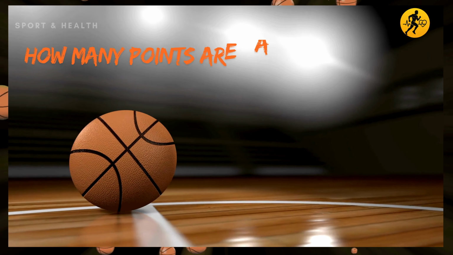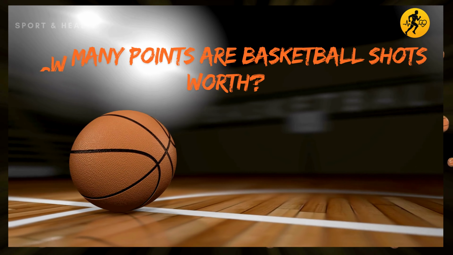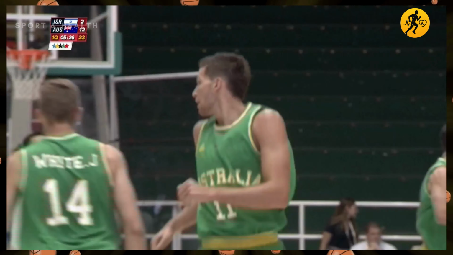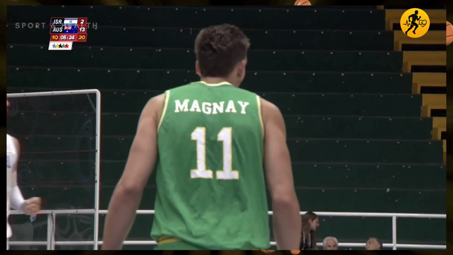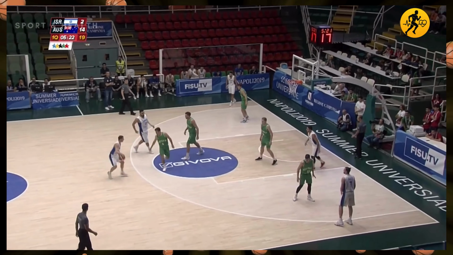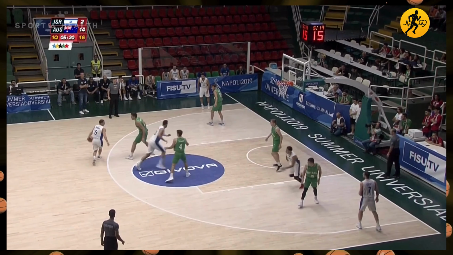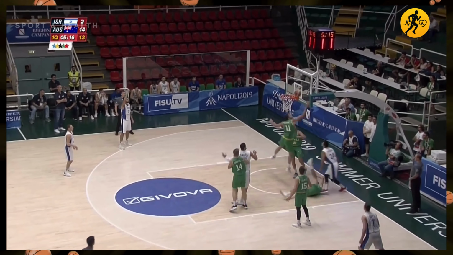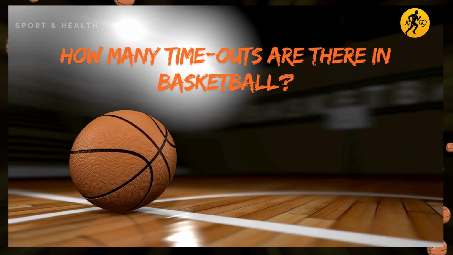How many points are basketball shots worth? In basketball, there are basically 1-point, 2-point, 3-point shots. Free throws are worth 1 point. Points made from inside the 3-point line are worth 2 points. Shots made from behind the 3-point line are worth 3 points. If a player is fouled during a shot and the shot scores, the offensive player is awarded an extra free throw.